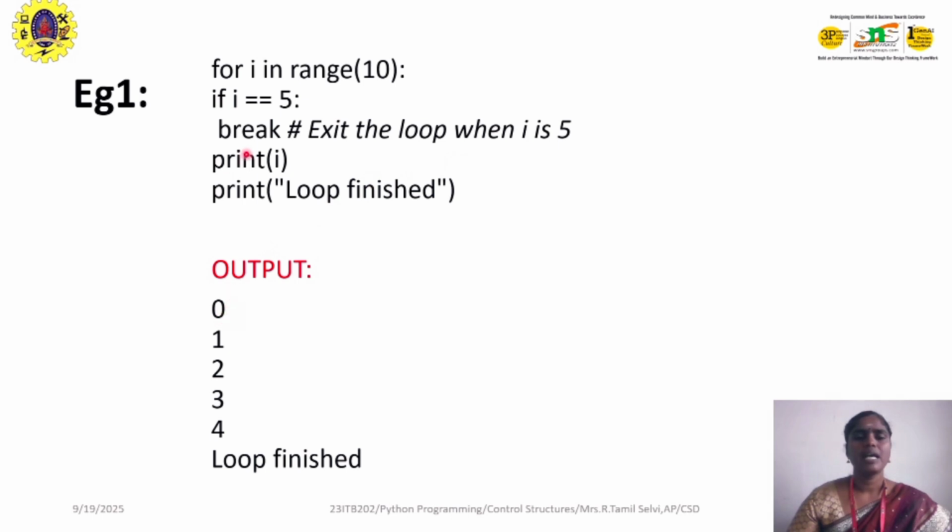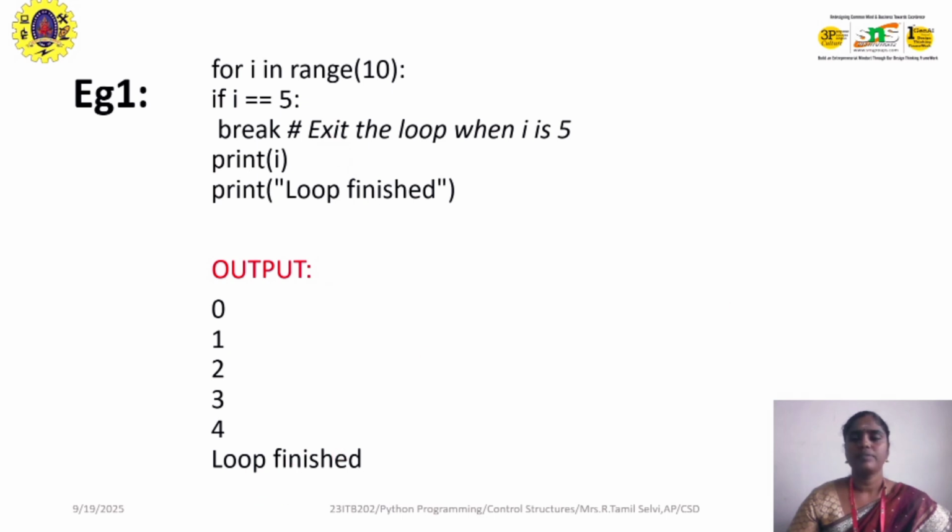Let's consider the example for break. For i in range(10), if i equal to 5, break. This loop will exit when the i value is 5. Next, we are using the print statement to print the value of i. For our understanding, I'm also using a print statement to print the text loop finished. Once you run this program, you will get the output 0 to 4, because when the value of i is 5, the loop will exit.